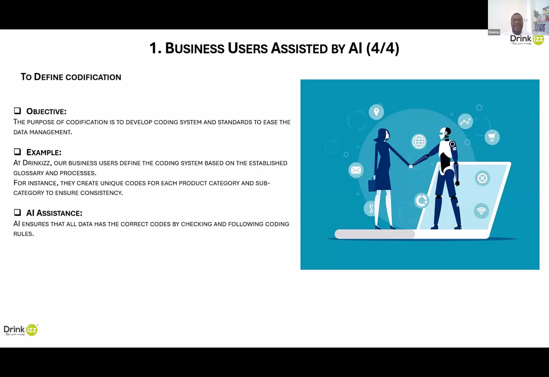How AI can assist business users to define the codification. The goal here is to develop coding systems and standards to ease the data management. At Drinkizz, our business users define the coding system based on the established glossary and process. For instance, they create a unique code for each product category and subcategory to ensure consistency. AI ensures that all data has the correct code by checking and following coding rules.